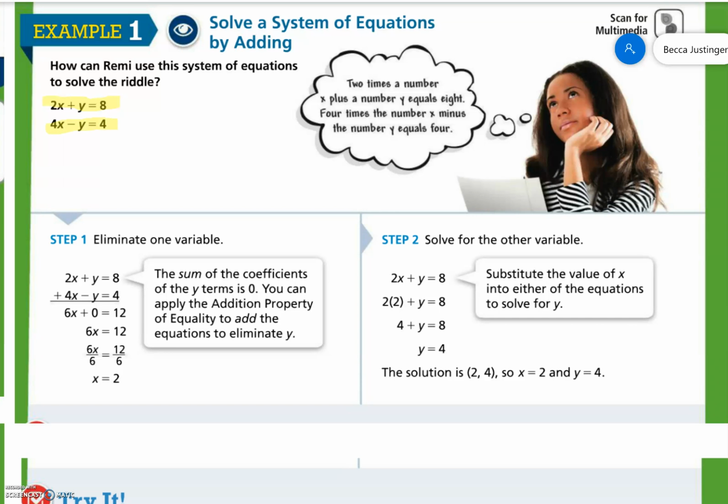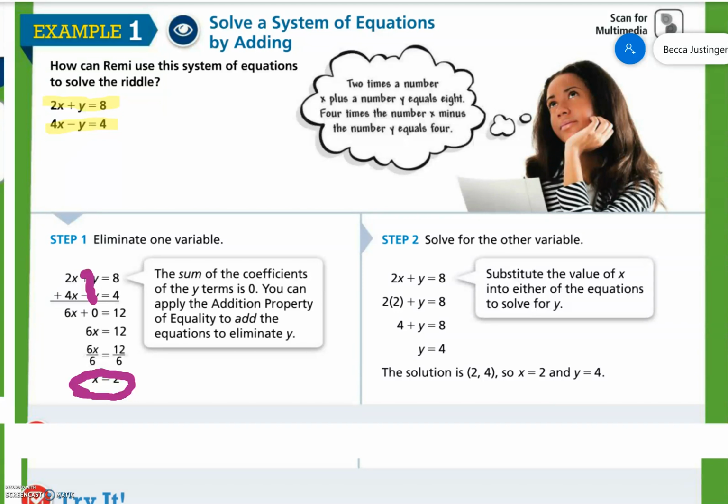Well, it's written right up and down from each other, which is what we want. And we want the x's on top of the x's, y's on top of the y's, and constants on top of the constants. So we can add straight down. 2x plus 4x equals 6x, and we see a positive y and a negative y. They cancel each other out. 8 plus 4 equals 12. And solve for x, so we got to divide by 6 on both sides. X equals 2. But we're not done.